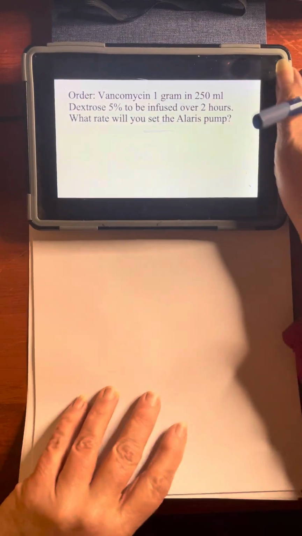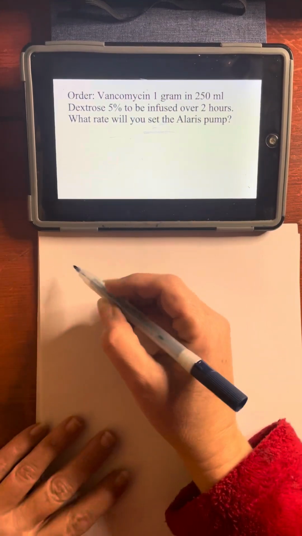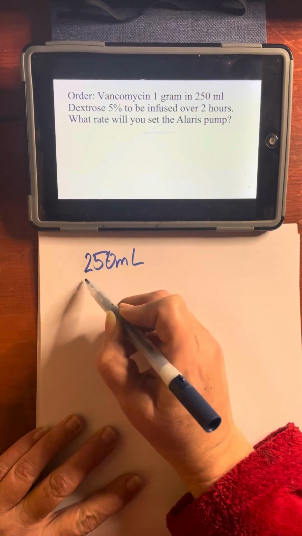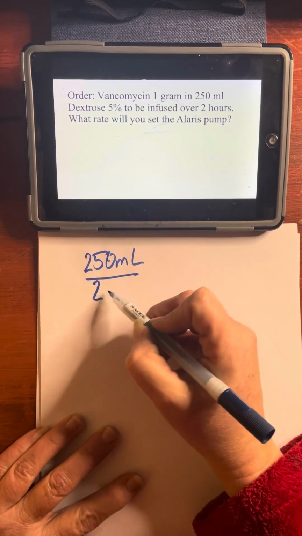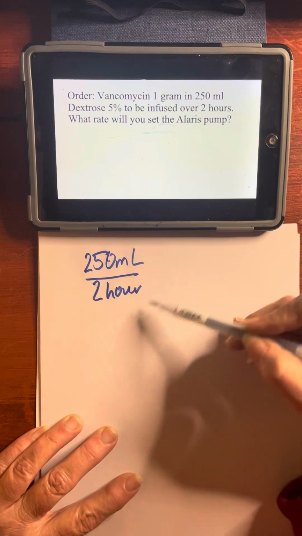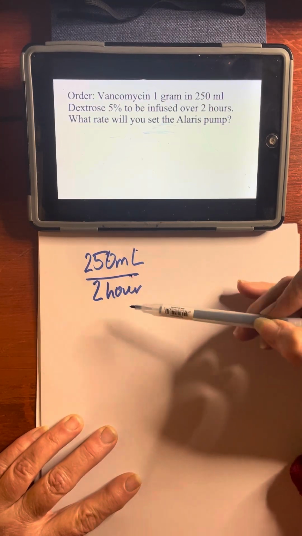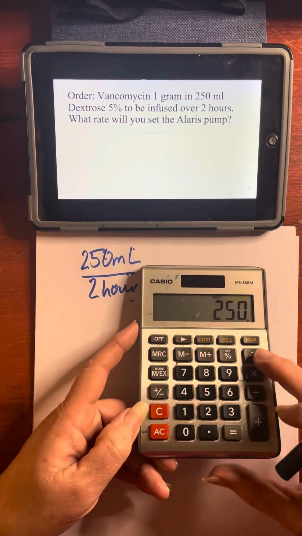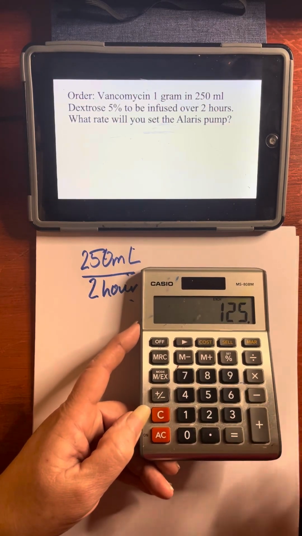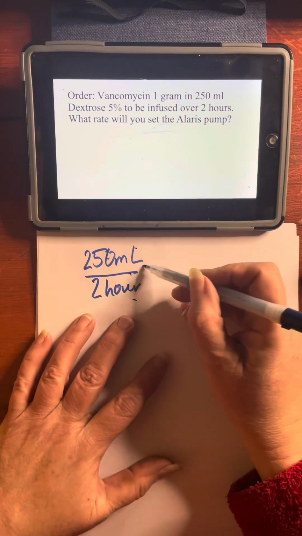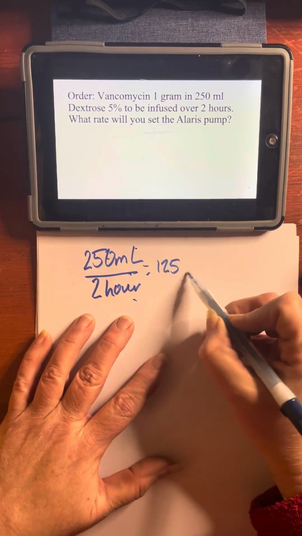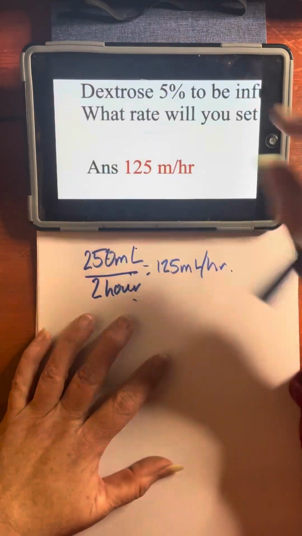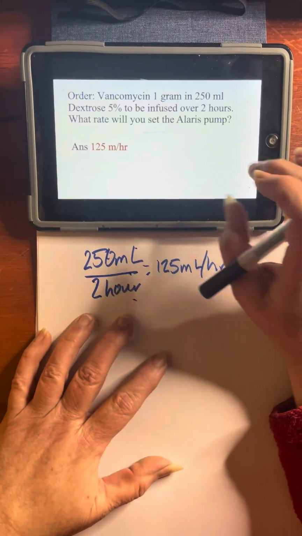So, you remember total volume divided by the hour. So, our total volume is 250 milliliters. And the total time is 2 hours. So, this fraction says that divided by that. And that's how you're going to key it in. 250 divided by 2 equals. It's got to run at 125 milliliters per hour. Look at there. Boom. You know it.